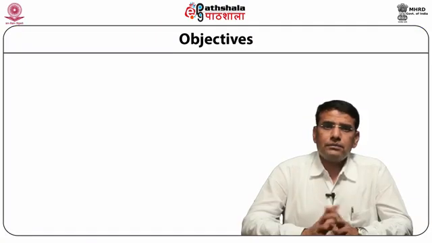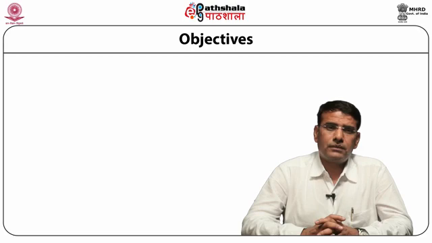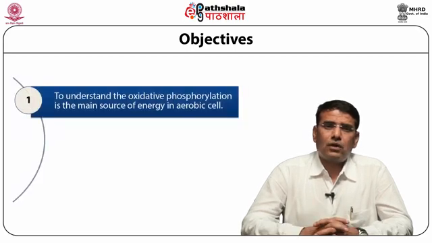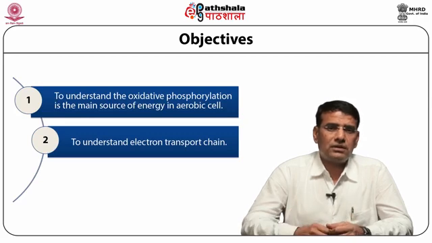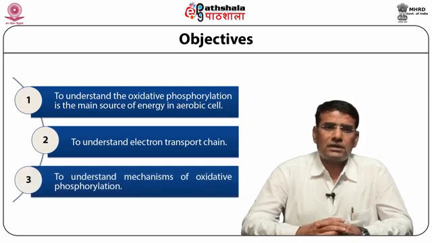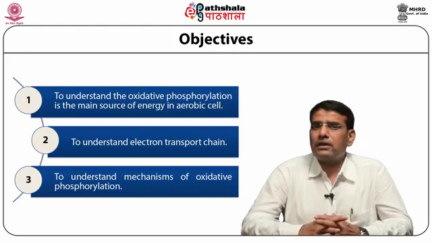Today we are going to discuss a module on oxidative phosphorylation under the paper Carbohydrate Metabolism. Students, let us see what we are going to learn in this module. We will try to understand oxidative phosphorylation as the main source of energy in aerobic cells, then understand the electron transport chain and its components. And we will also try to understand the mechanism of oxidative phosphorylation.